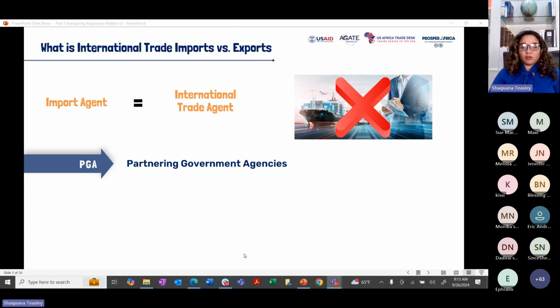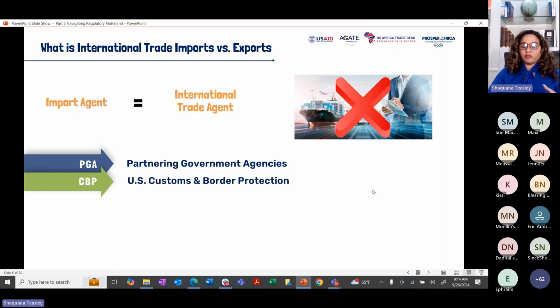So, next, for terminology, it's important that you understand what a PGA is. PGA is also referred to as OGA. PGA means partnering government agency. OGA means other government agency. What that means is there are government agencies that support U.S. Customs to ensure that your goods are in compliance and can clear customs.